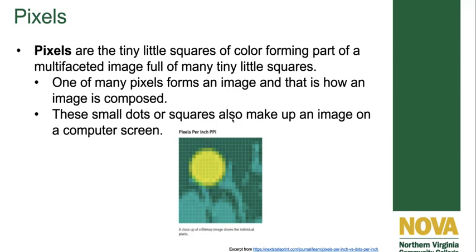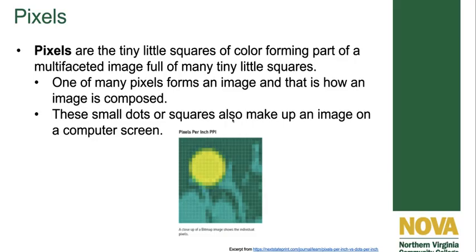When we talk about pixels, they're the tiny little squares of color that form part of a multifaceted image. If you look at an image in Photoshop or in any digital program, those images are made up of those little squares of color, and that is what forms an image. That continuous image is formed because of those pixels. So right here, this is a zoomed in image in Photoshop, and it's showing you the individual pixels. If you were to zoom out, you would see a continuous tone that's creating that photograph.